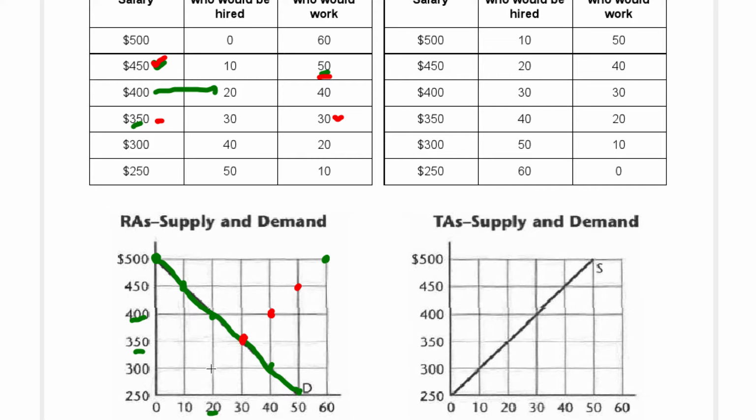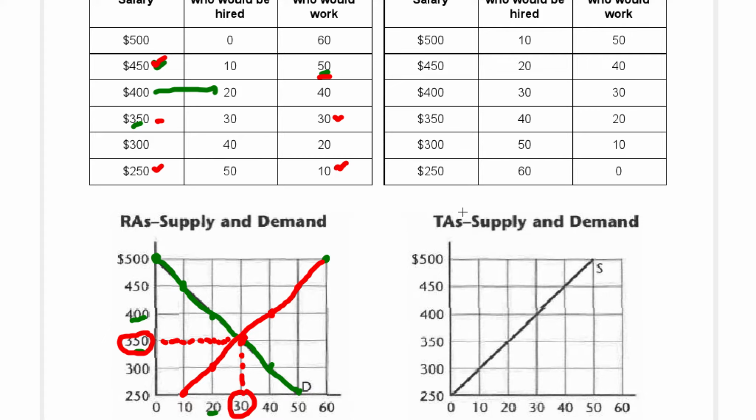And hey, it looks like it intersects right there. 300 gets us 20. 250, we're going to have 10. So if the price is that low, there's only 10 students. We can tell something from this already in our nice Christmassy colors: the going rate for research assistants is going to be $350, and 30 students are going to get hired.